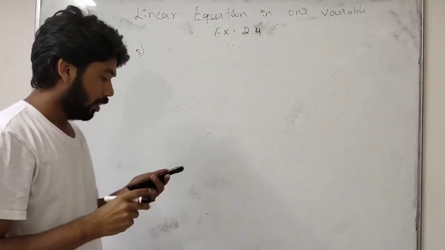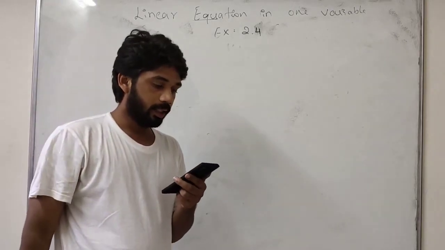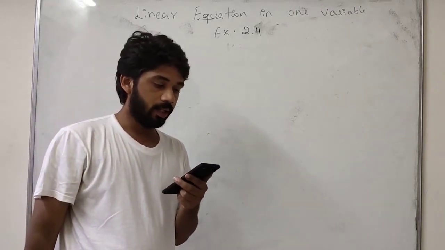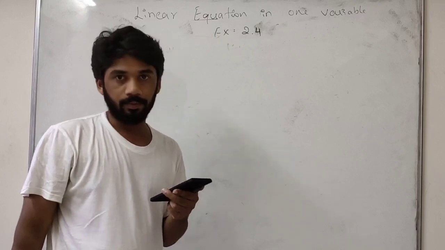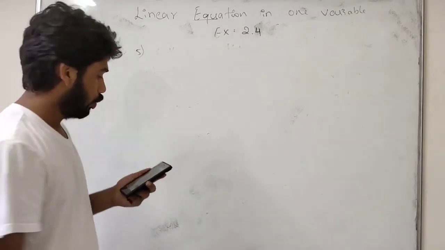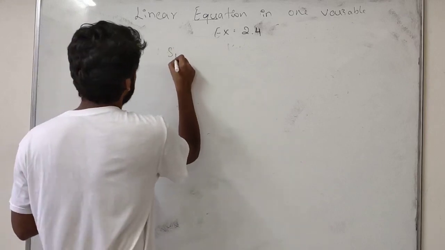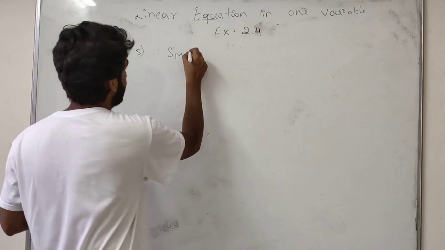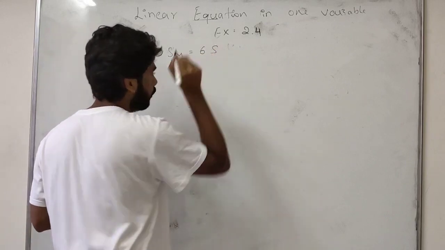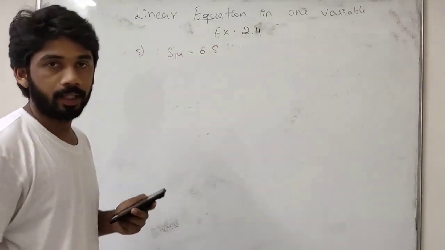Fifth one. Shobha's mother's present age is 6 times Shobha's present age. Shobha's age 5 years from now will be 1/3 of her mother's present age. What are their present ages? We have to find the present ages. I write it this way: Shobha's mother's present age is 6 times Shobha's age. Shobha I am taking as S.